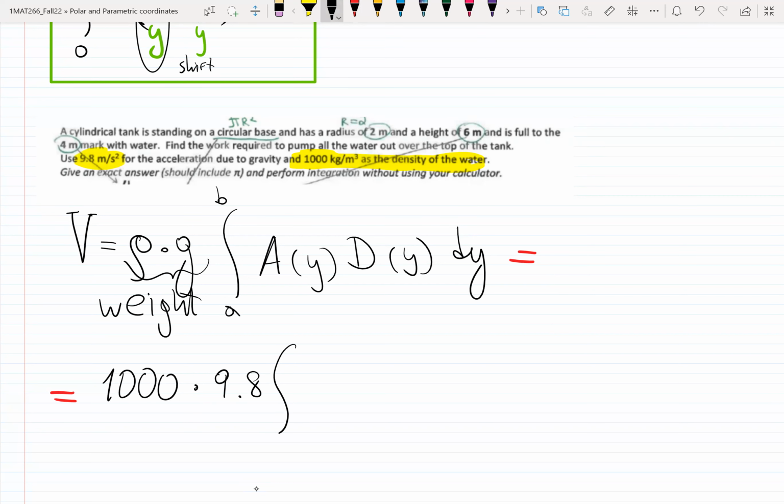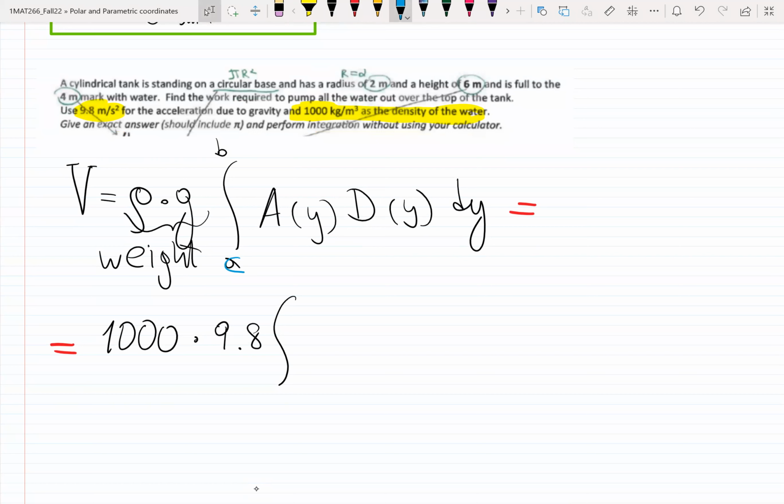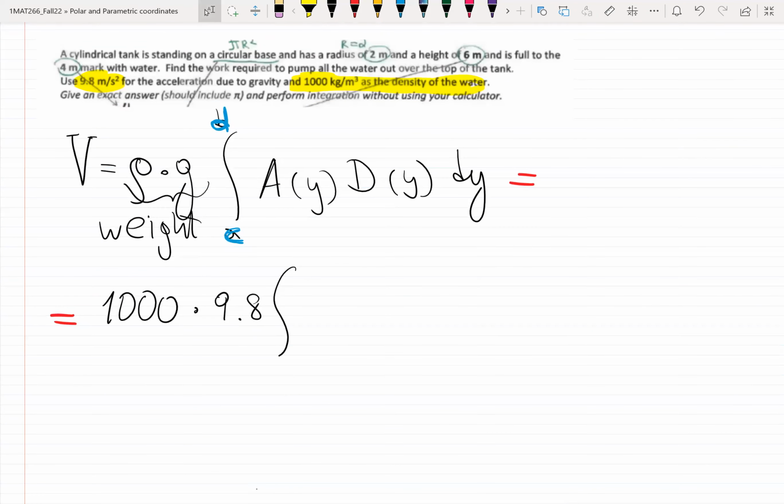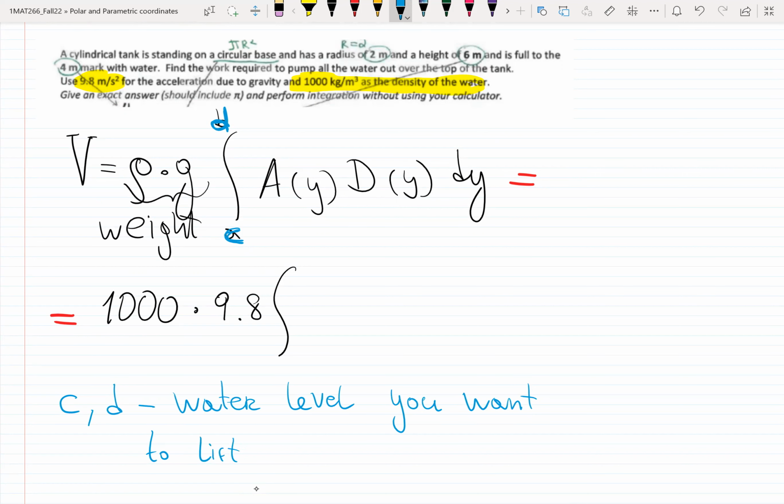So a and b are the level of the water that you want to lift. Let's not call it a and b. Since we are with dy, let's call it c and d. Books call it whatever they want; there's no consistency in this chapter between books, so don't be upset if you see that. c and d is the water level before you start moving it, and only the part you actually want to lift. So if they say half of the water, then it will be different.